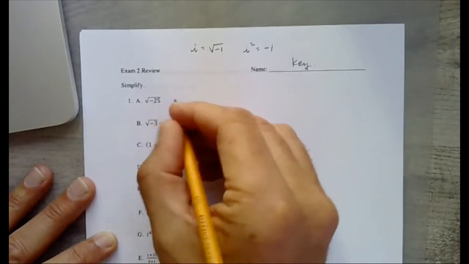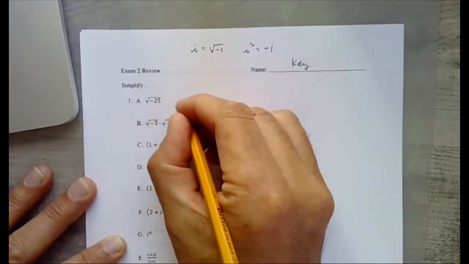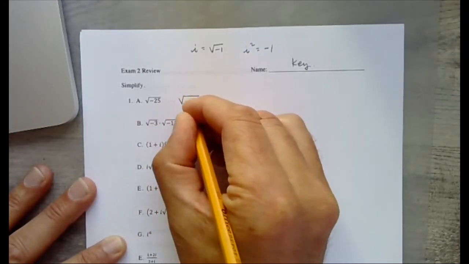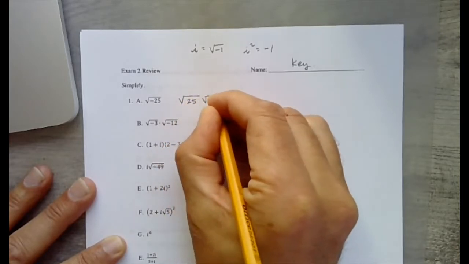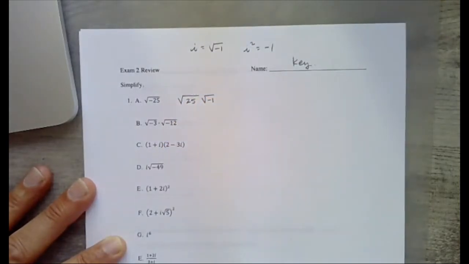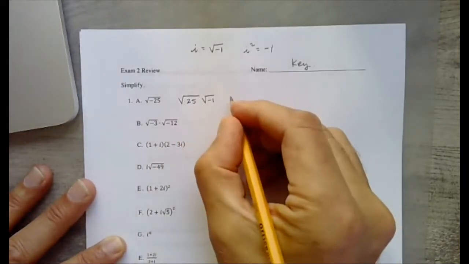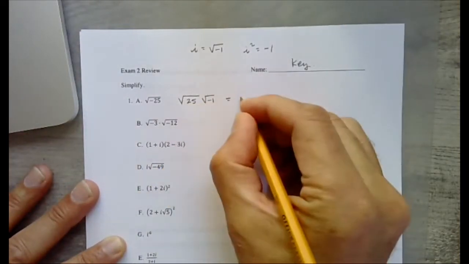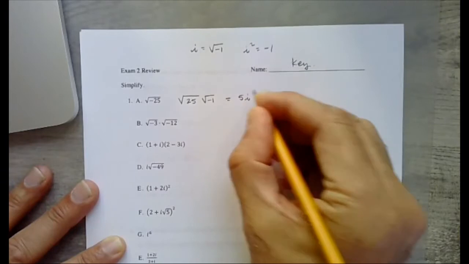So what I can do with the square root of negative 25 is I could rewrite it as the square root of 25 times the square root of negative 1. Okay, because negative 1 times 25 is negative 25. So this is going to give me 5i.